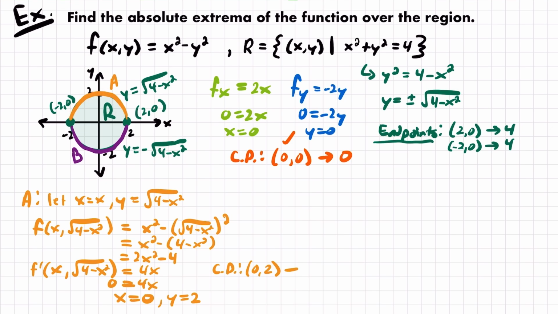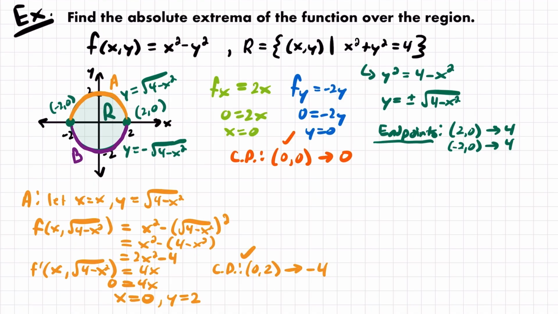And so you want to plug that into the multivariable function to get its corresponding z value. And if you plug 0 in for x and 2 in for y, you will get negative 4. That is the output, or the z value for that point. And I am going to put a little check mark here to indicate that that point is in this region. All right, but that's it for boundary A. That's the only critical point that we found. Now let's work on boundary B.